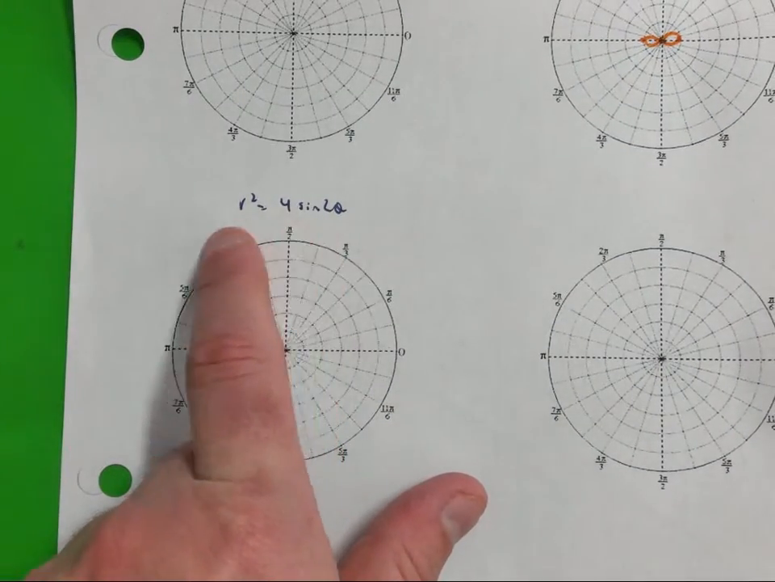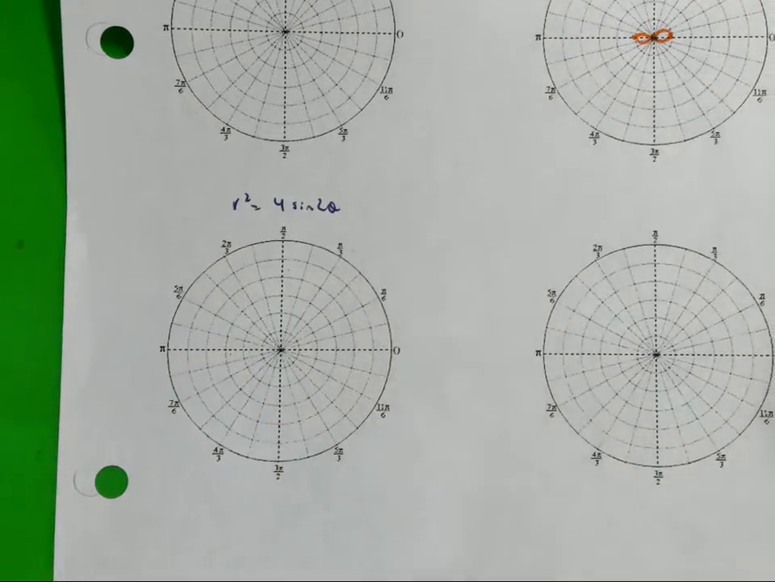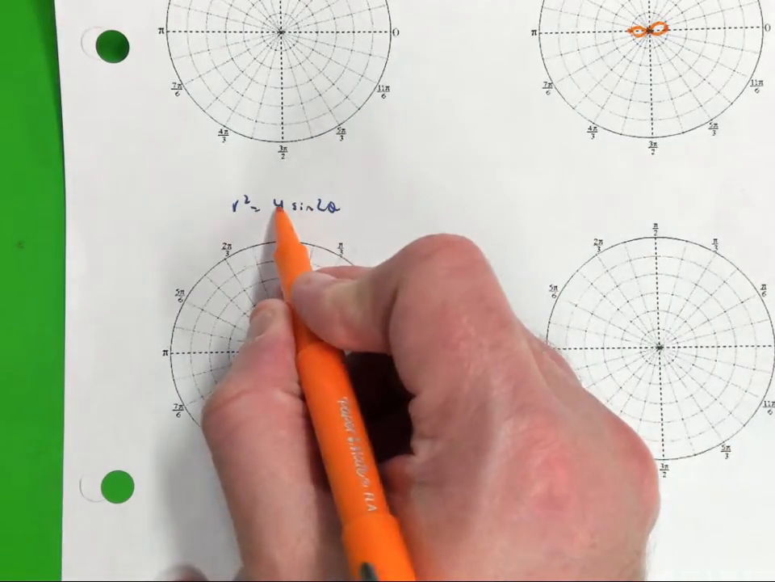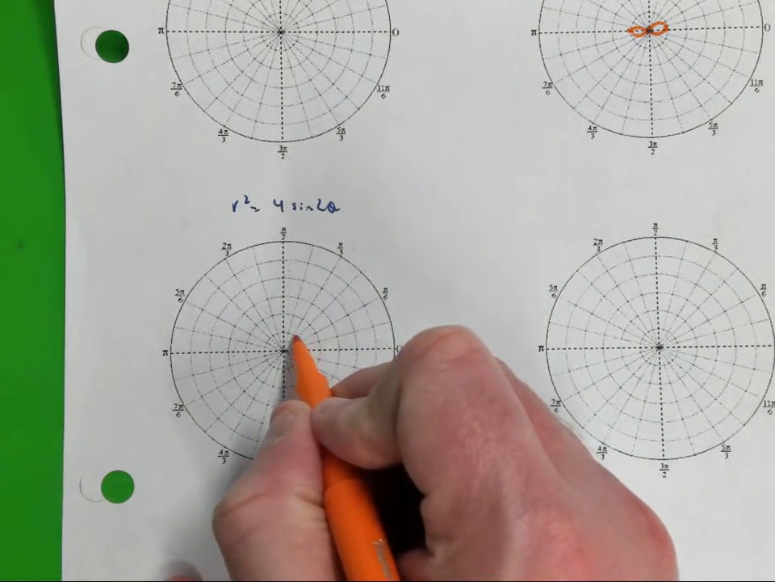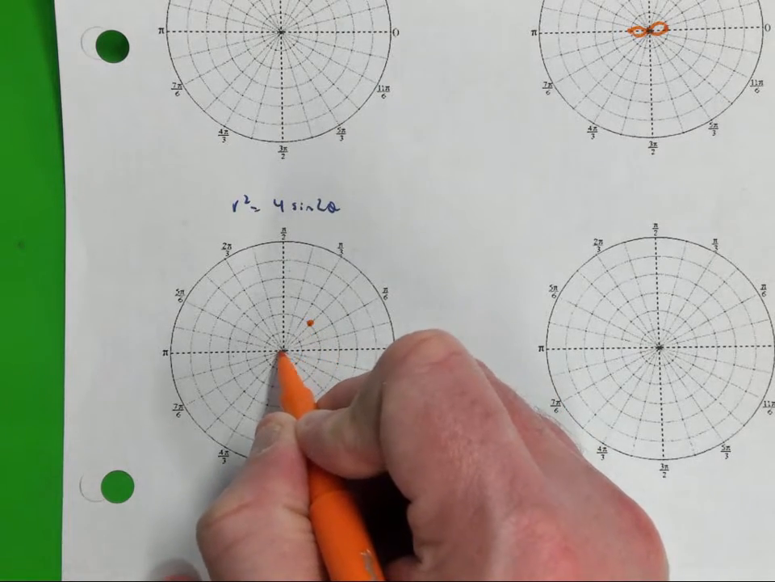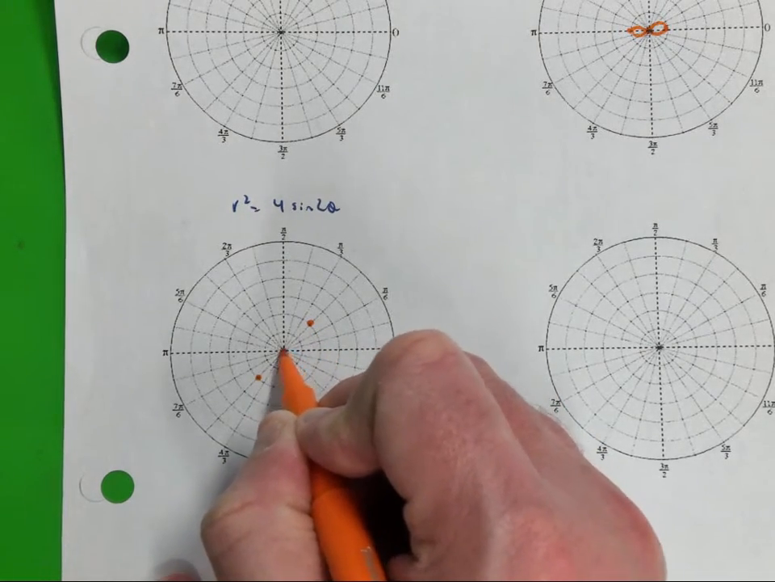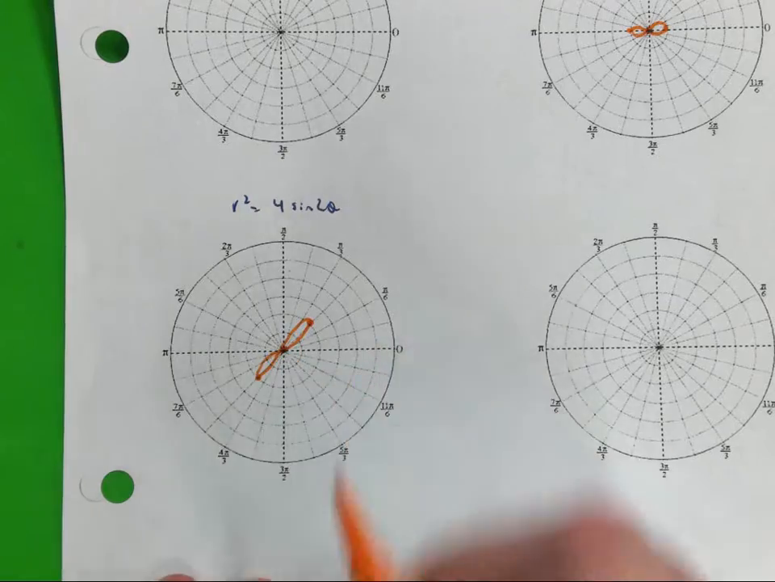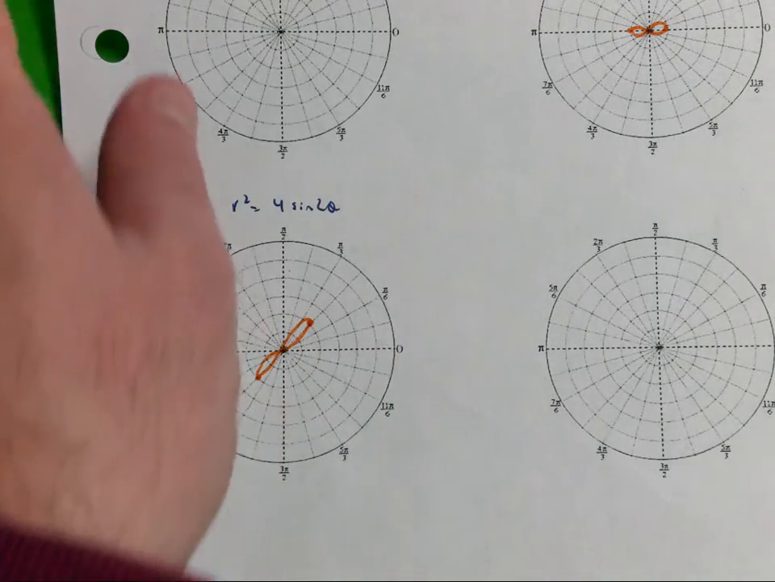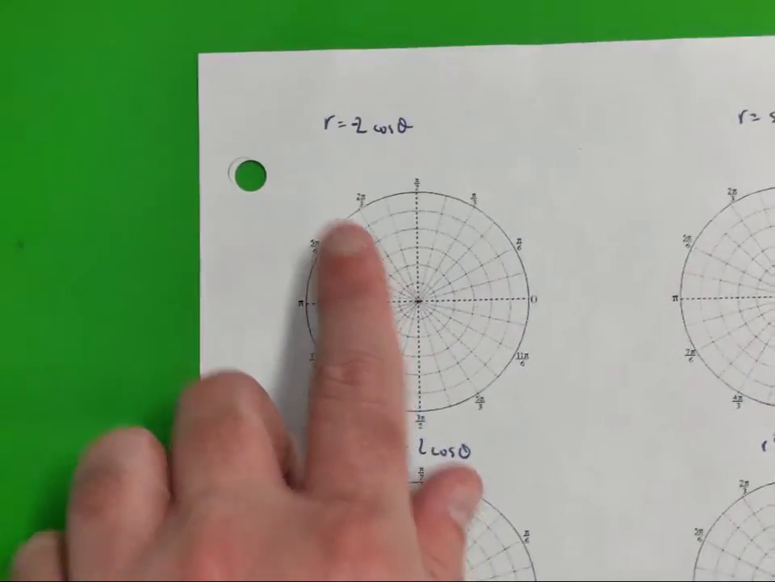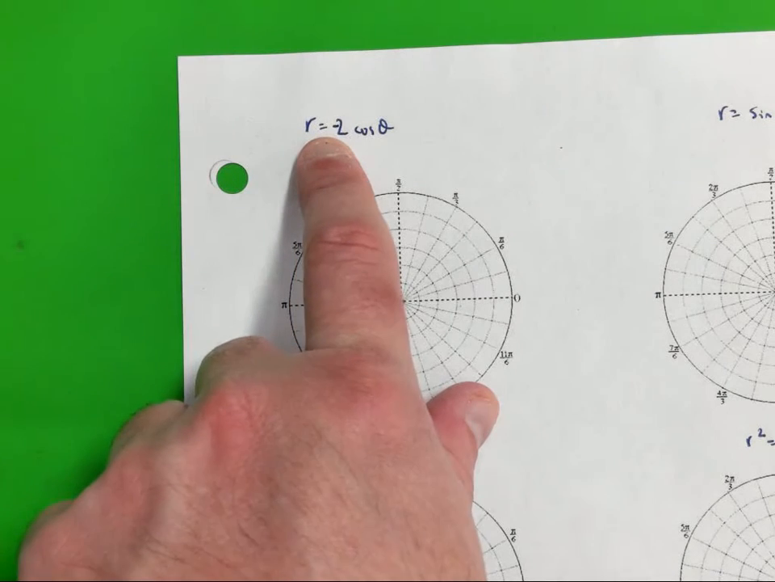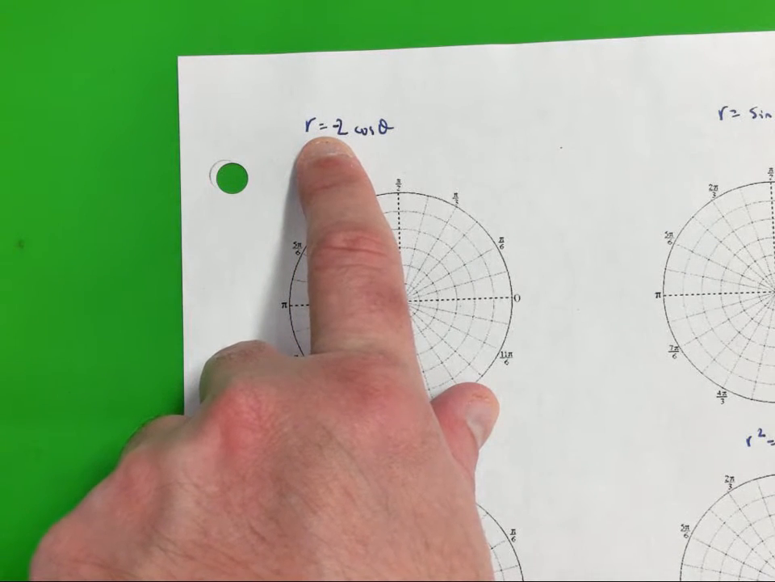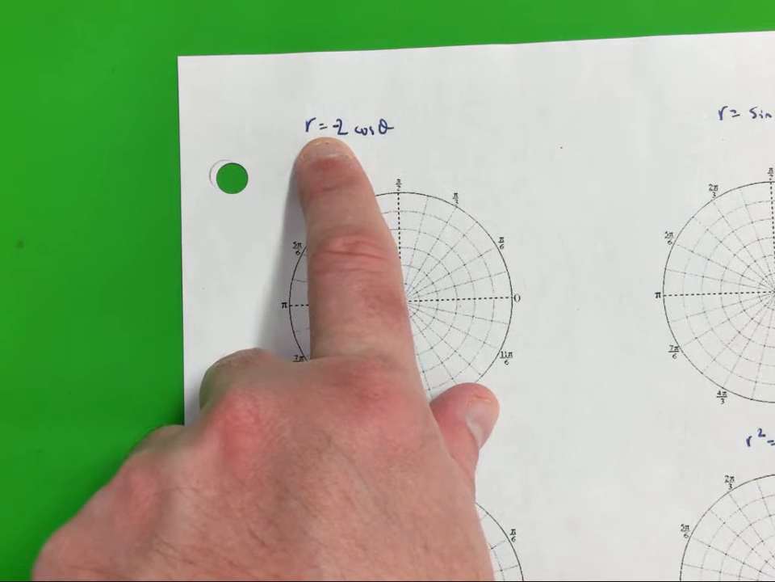Here, what type is this? Lemniscate is sine, so take the square root of 4, which is what? Go out to the second ring, and that's my graph. What type is this right here? Negative 2 cosine theta. That's a circle. Is everybody clear on that?